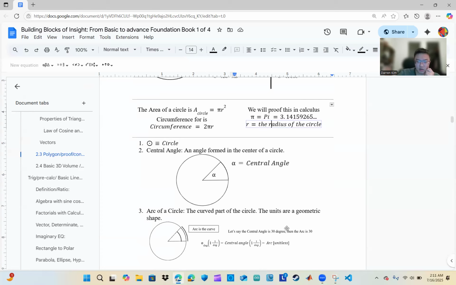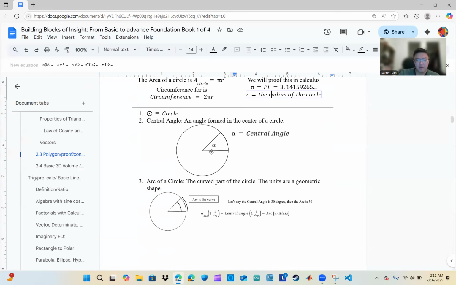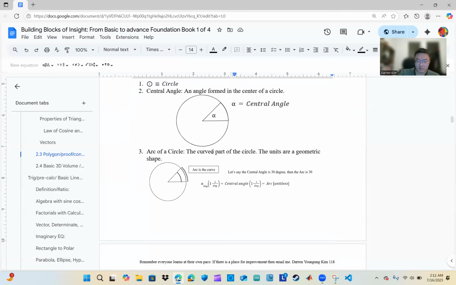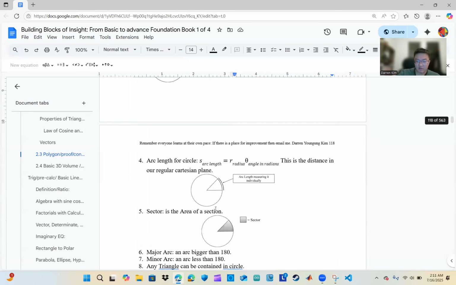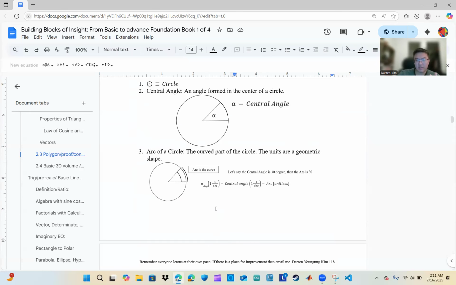Anyways, here's the interesting part. We get area, we get circumference, and we finally get into circle, and then this is gonna be interesting. Central angle: an angle formed at the center of the circle. Now we're gonna see arc of a circle. Arc is not arc length, to be clear. So arc is basically the central angle if you think about it, but it's not an angle. So the way we're going to define it is arc is the curve, the curved part of a circle, the unit, the geometric shape basically. Does that even make sense? Probably not.